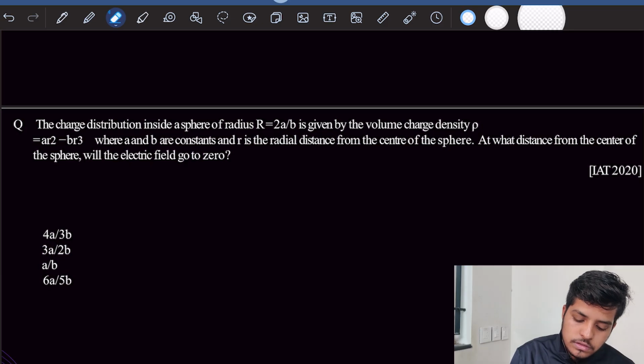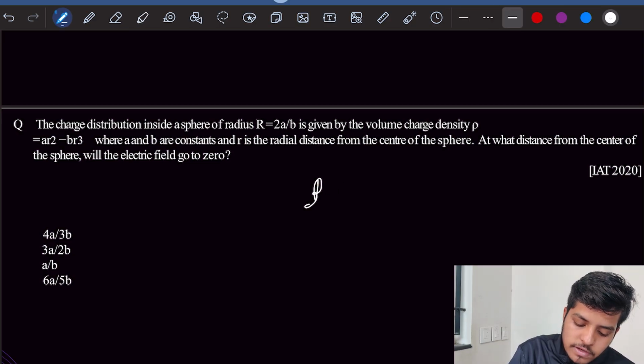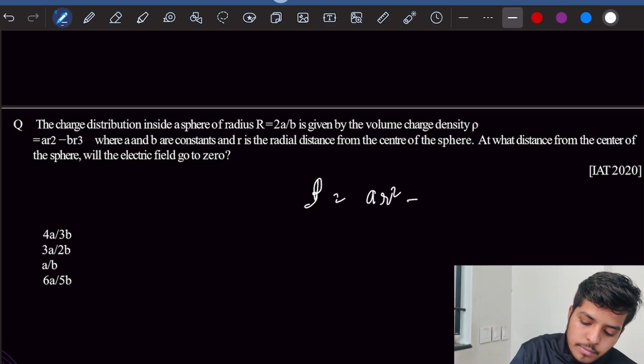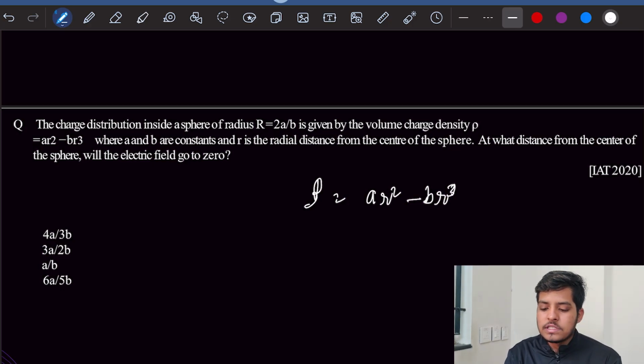A charge distribution inside a sphere of radius r equals 2a upon b is given by volume charge density rho equals A R squared minus B R cubed. At what distance from the center does the electric field go to 0?